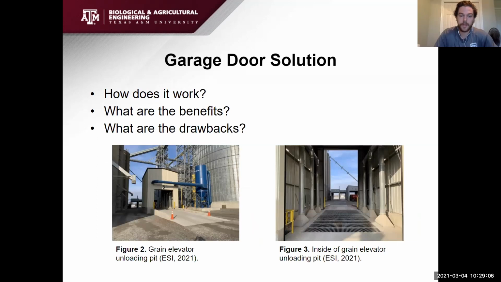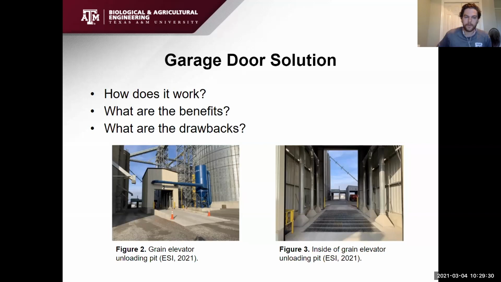So I'm going to be covering the garage door solution. I'm going to be going over how it works, and some of the benefits and the drawbacks. To start us off, figures 2 and 3 are an example of an enclosed grain elevator unloading pit. I got this from a company called ESI. Our solution will look a lot similar to this. So just for reference, those 2 figures are there.